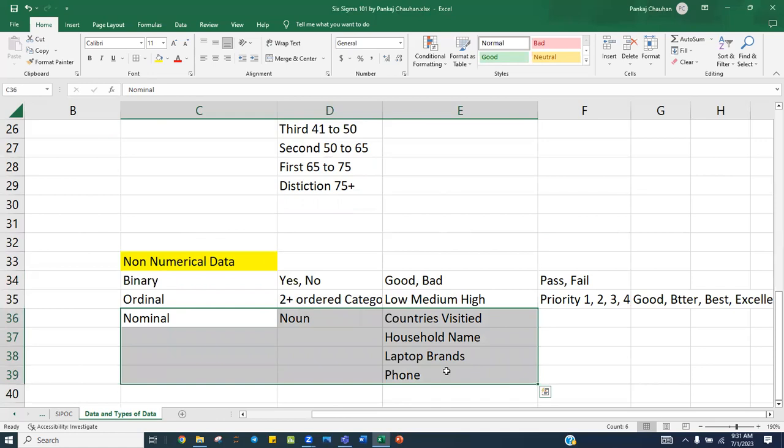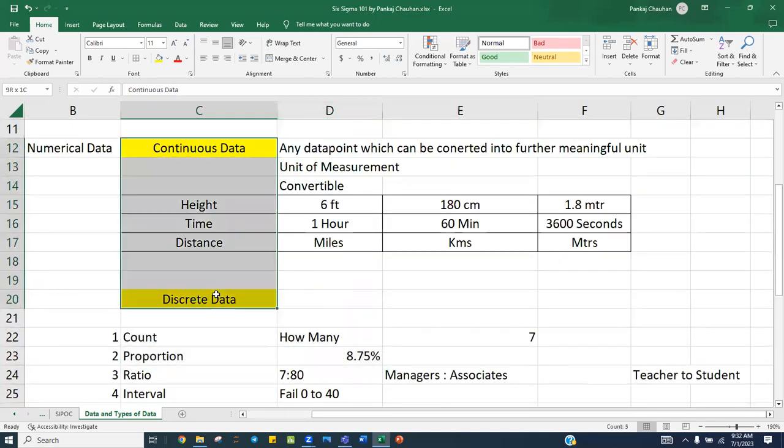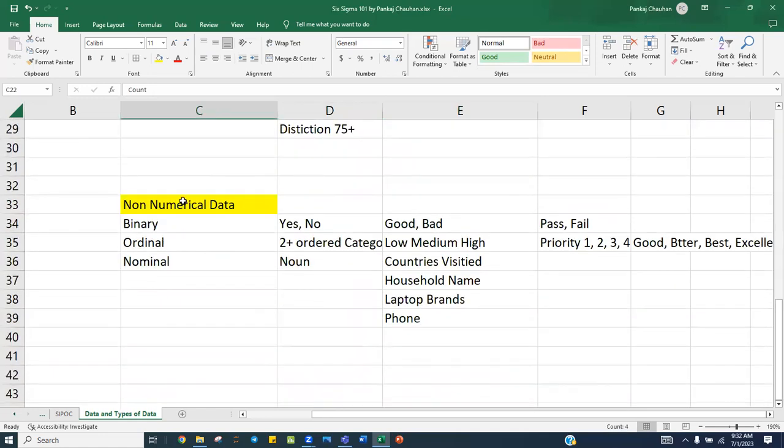So data is any collection of observations which can be numeric or non-numeric. Numeric can be continuous and discrete. Discrete further can be count, proportion, interval, or ratio. Now non-numeric can be binary, ordinal, and nominal. That's about the data types, people, and we'll be discussing more in detail in the upcoming session.